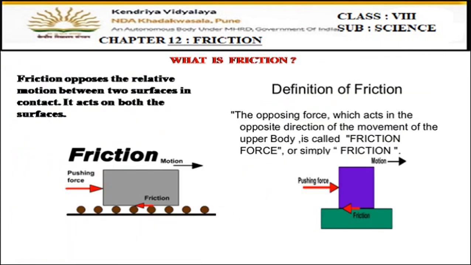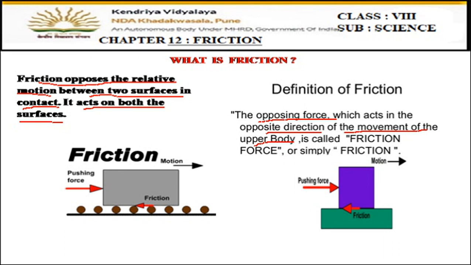Now let's move on to the next slide and see what friction is. Friction opposes the relative motion. First thing, friction opposes the motion between the two surfaces in contact. So friction is a type of contact force. If friction has to occur, the two surfaces must be in contact with each other. Friction acts on both the surfaces which are in contact with each other, or the two surfaces which are rubbing against each other. The opposing force which acts in the opposite direction of the movement of the upper body is called frictional force.